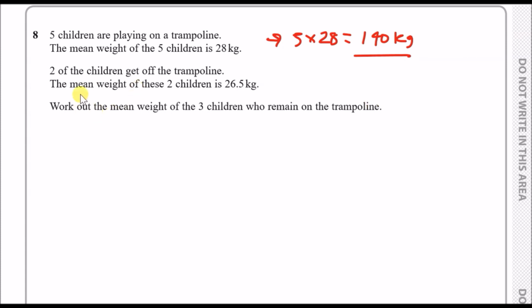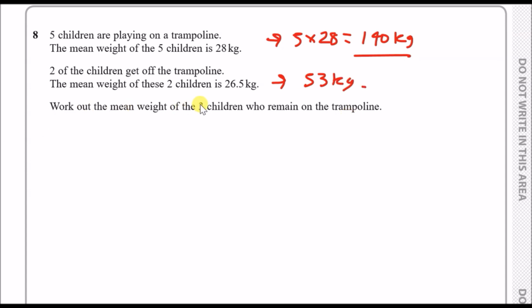For the second part, it says 2 of the children get off the trampoline. Now the mean weight of these 2 children is 26.5. So again, because there's 2 of them and they average 26.5, if you double that, you're going to get a total weight of 53 kg for both children.